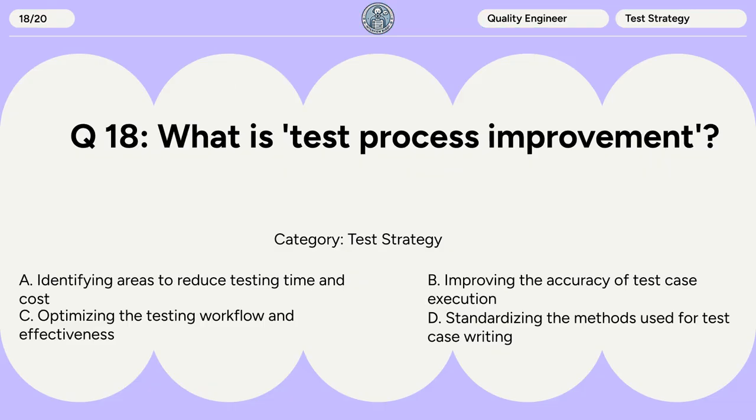Question 18. What is test process improvement? A. Identifying areas to reduce testing time and cost. B. Improving the accuracy of test case execution. C. Optimizing the testing workflow and effectiveness. D. Standardizing the methods used for test case writing.